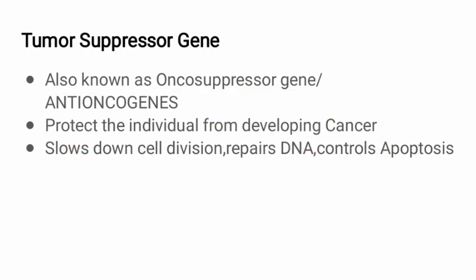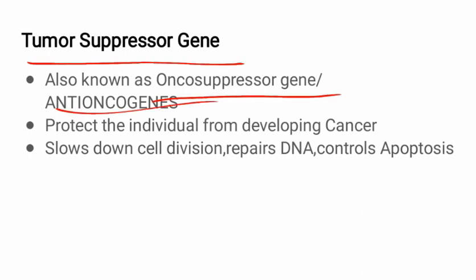Next we will see about the tumor suppressor gene. As the name suggests, they prevent cancer formation. They prevent the transformation of a proto-oncogene into an oncogene. So it is also known as oncosuppressor gene or anti-oncogene. It is going to protect the individual from developing cancer.